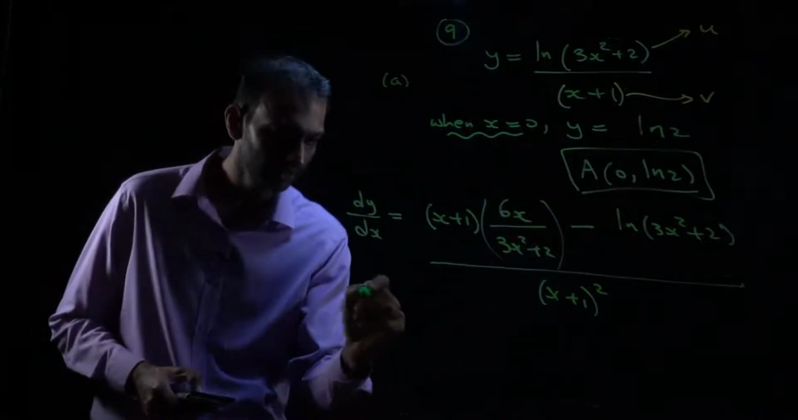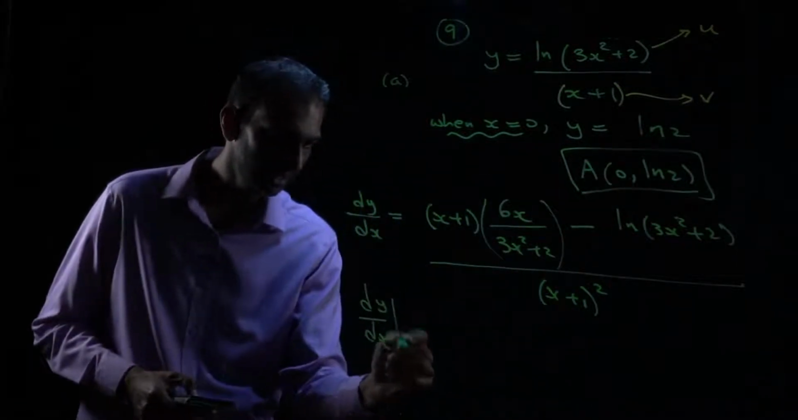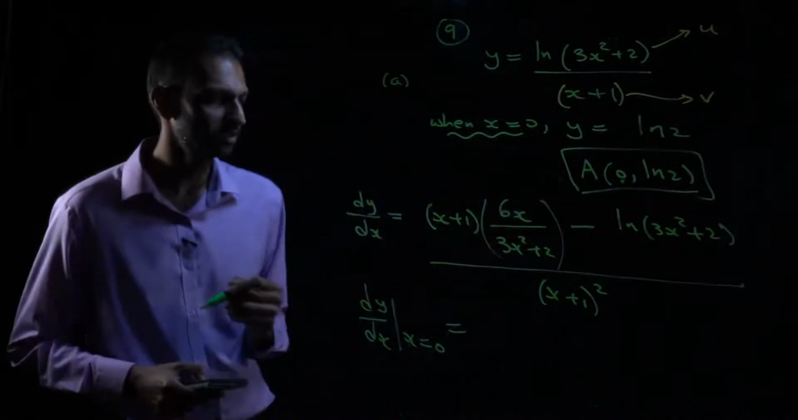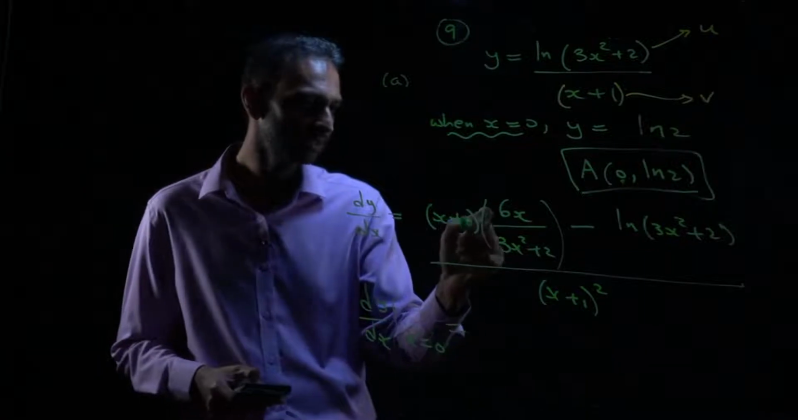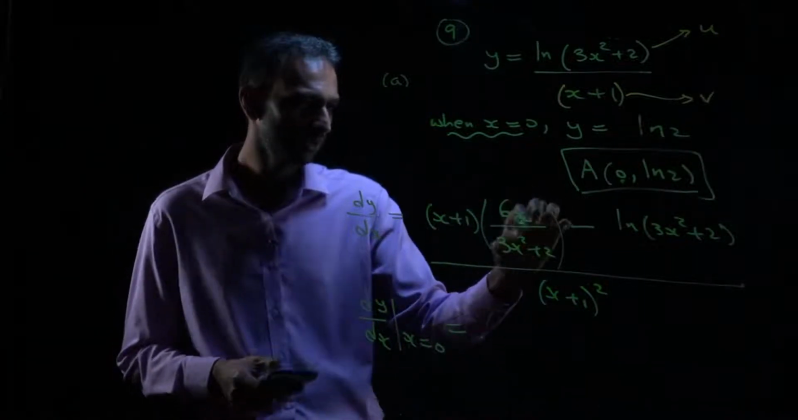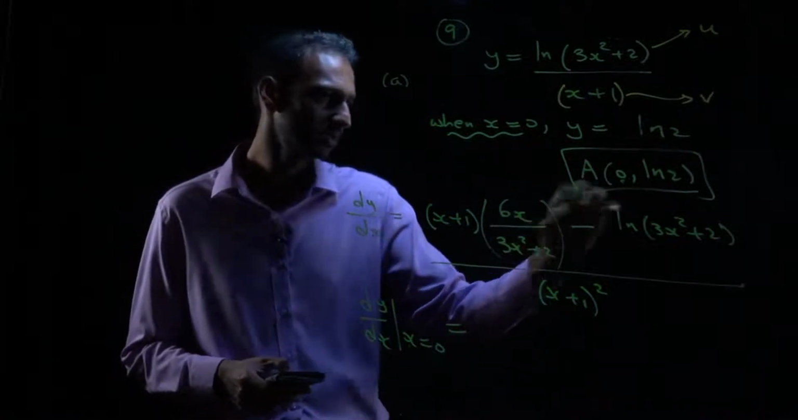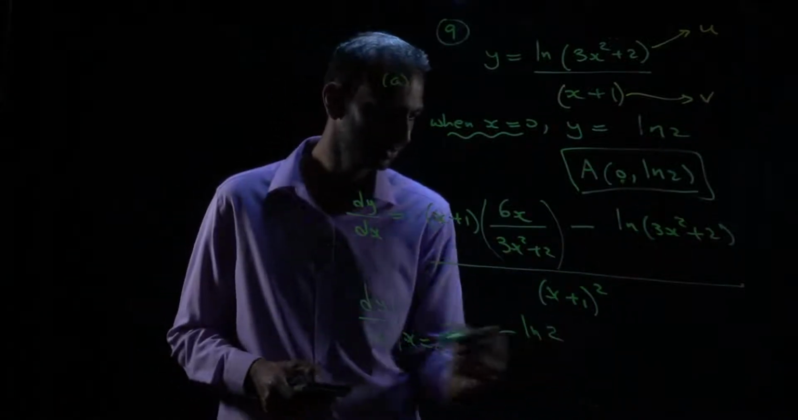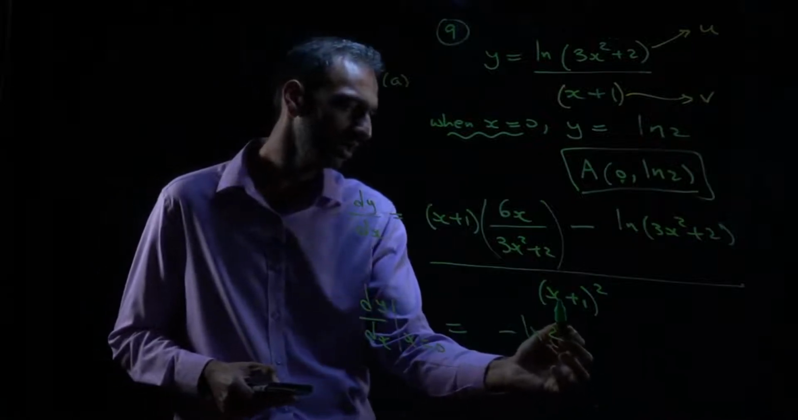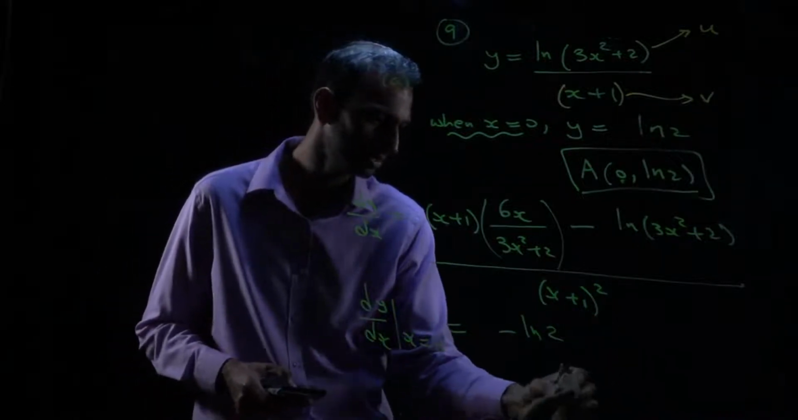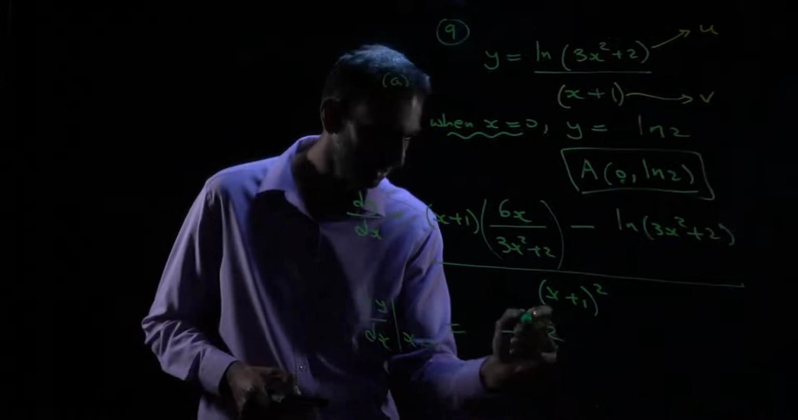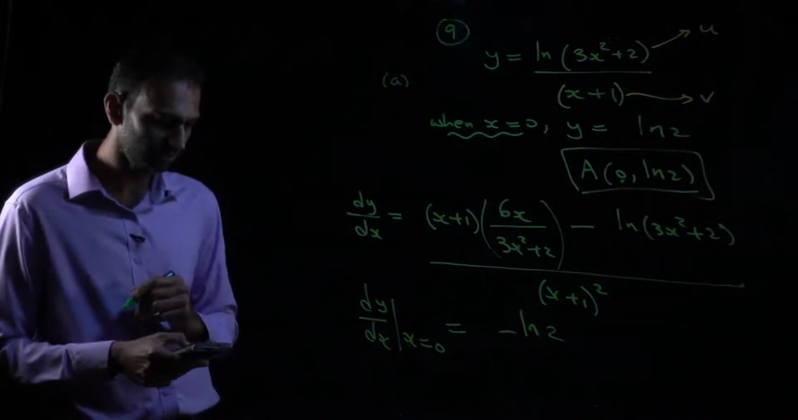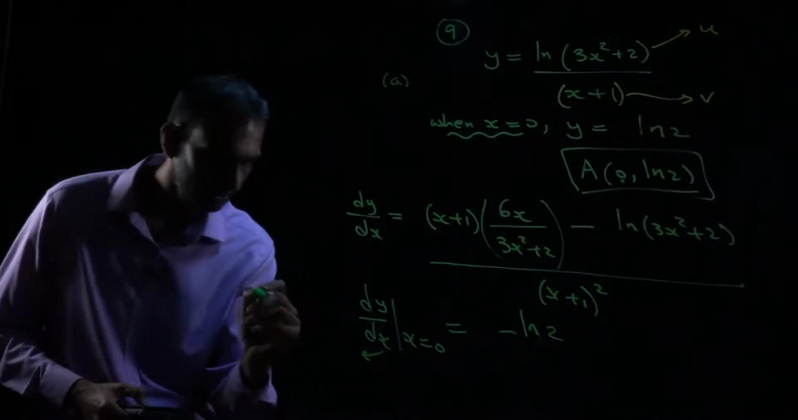Let's find the gradient of the tangent. dy by dx when x is equal to 0, because we have (0, ln 2). If I replace 0 here, I have 1. 0 in the fraction, that disappears. I replace 0 in the second term, I have minus ln 2 over the denominator, 0 plus 1 squared, which is minus ln 2. Let me rewrite it nicely so that you can see it. So dy by dx when x is equal to 0 is minus ln 2. Remember, this is the gradient of the tangent.